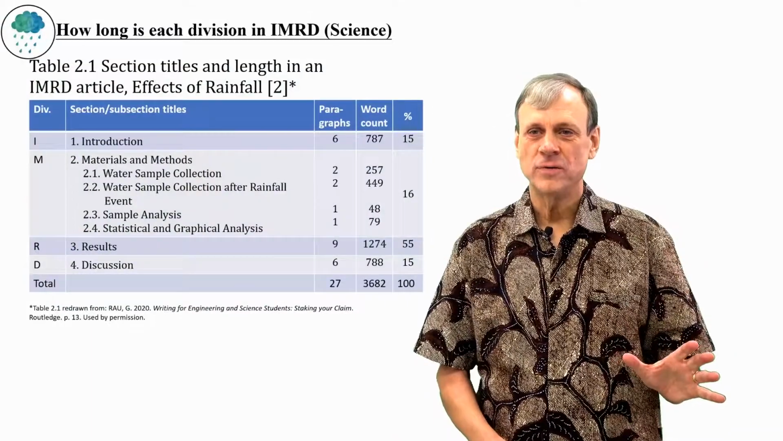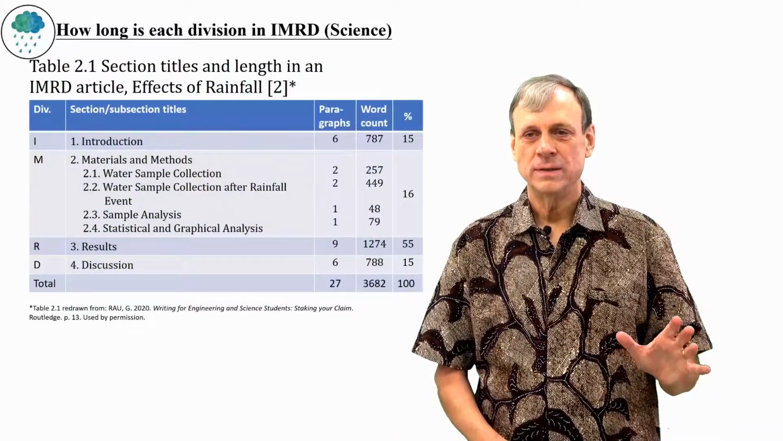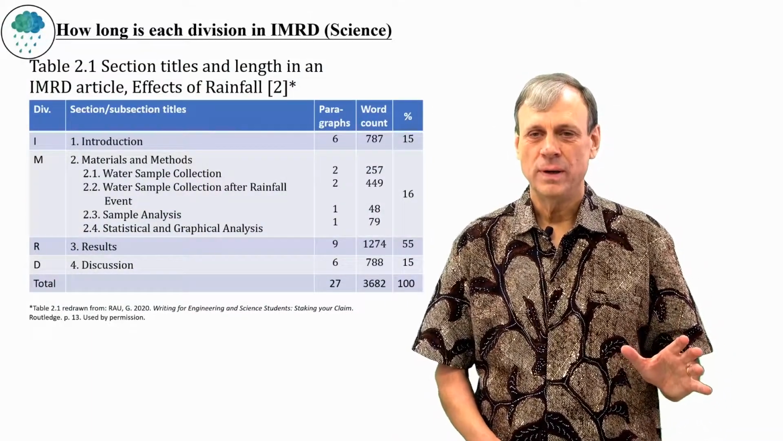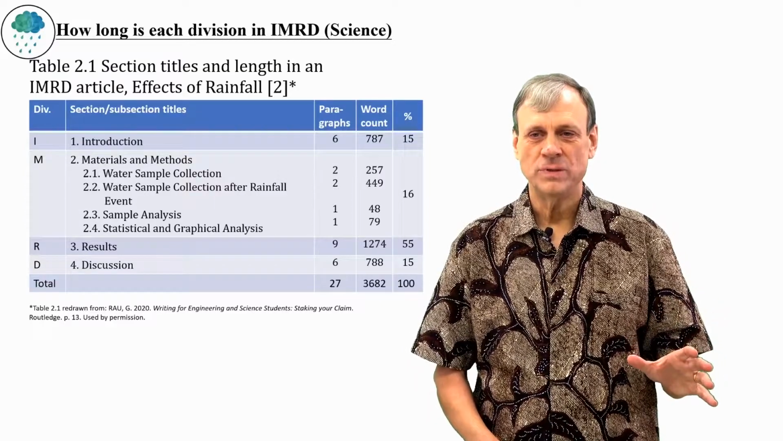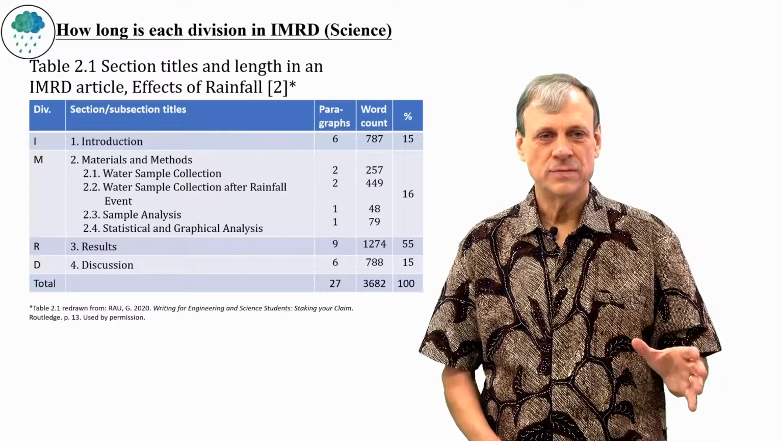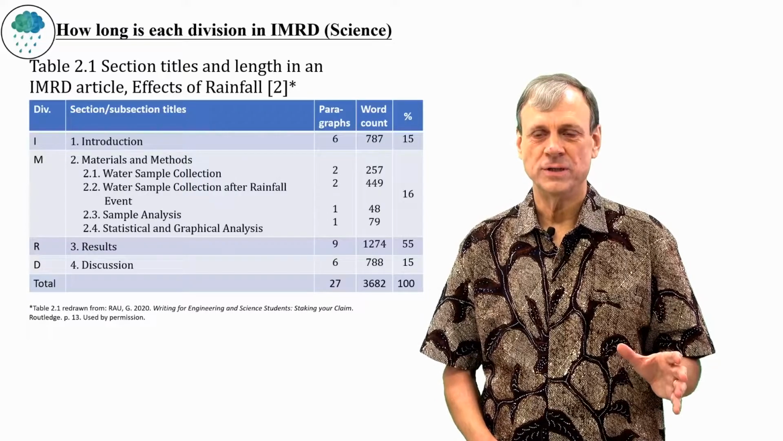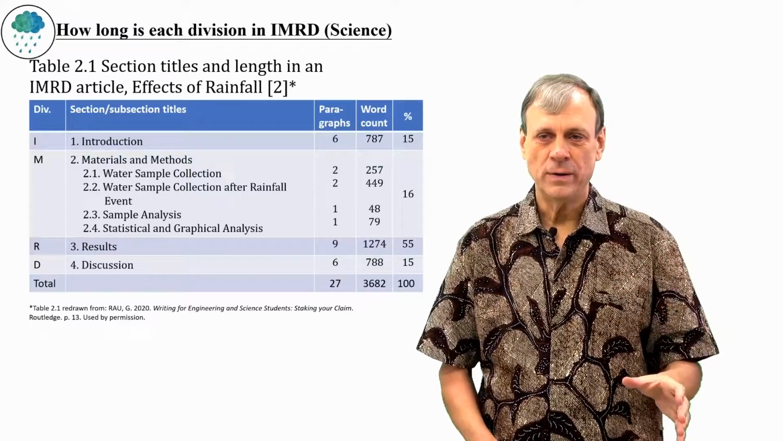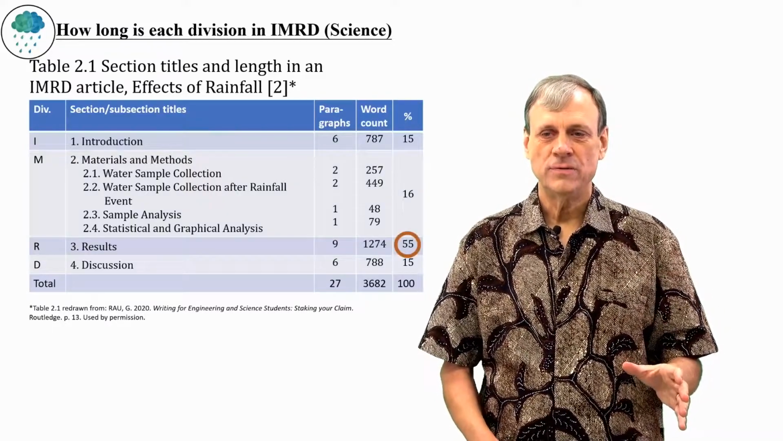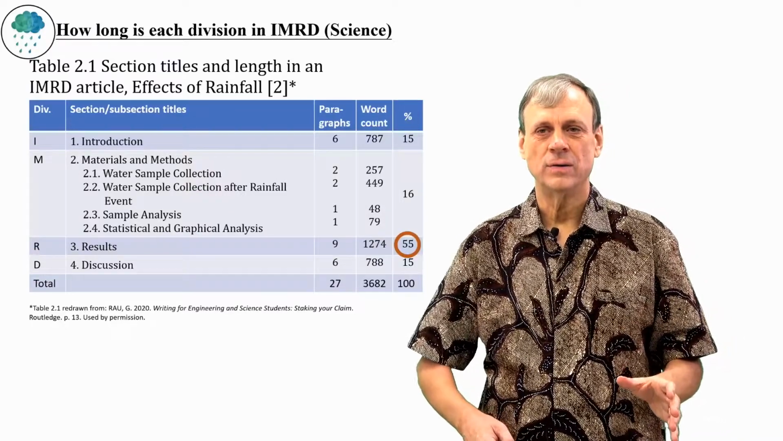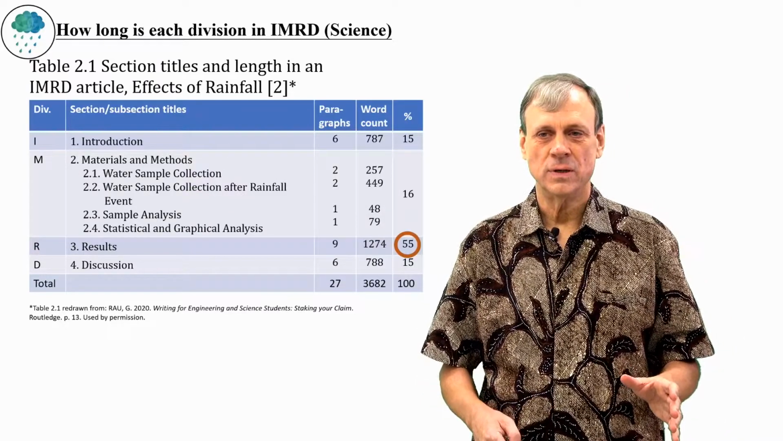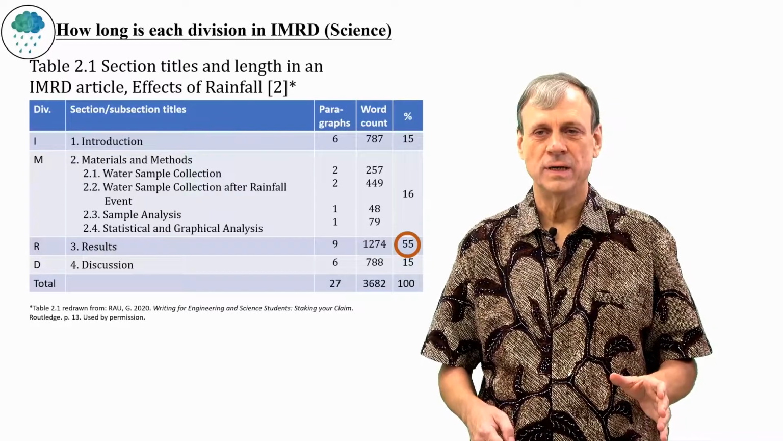Okay, so let's look first at an IMRD article. This is the one that we looked at before, and you remember that it has 4 sections, and each of those sections is one division. And if you look at the number of paragraphs and the number of words, you find that over half of the article is in the results section. And this is common in science articles.